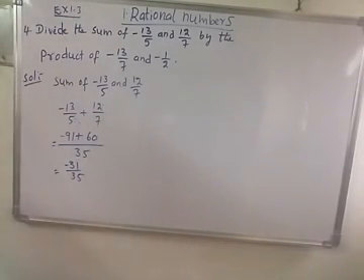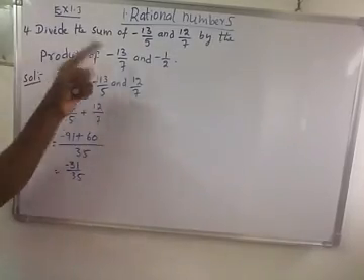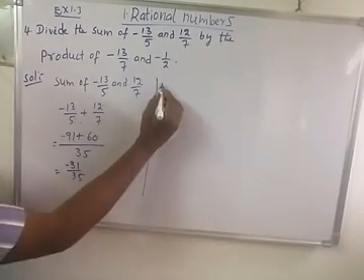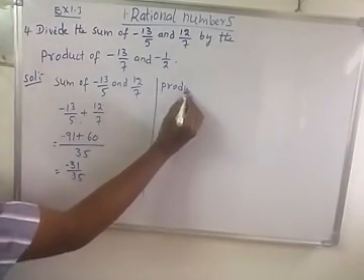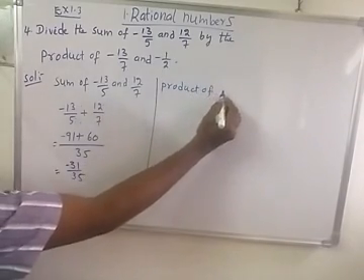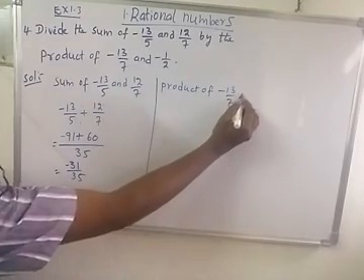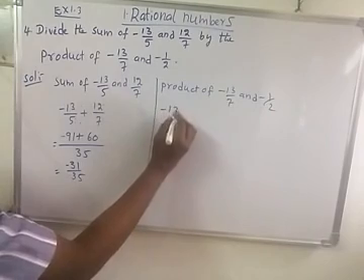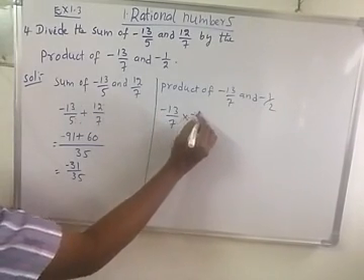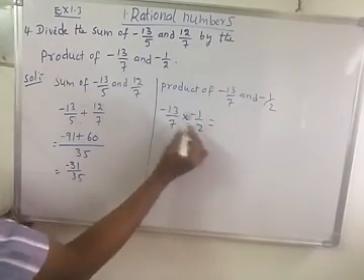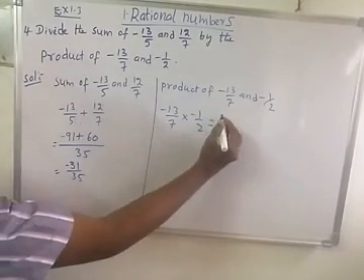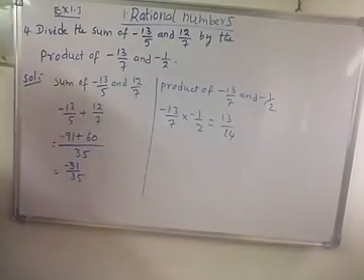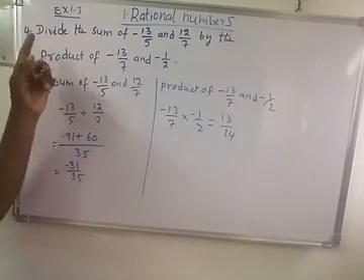Next we find the product of minus 13 by 7 and minus 1 by 2. That is minus 13 by 7 into minus 1 by 2. Minus into minus is plus. 13 times 1 is 13, and 7 times 2 is 14. Now what do we have to do?